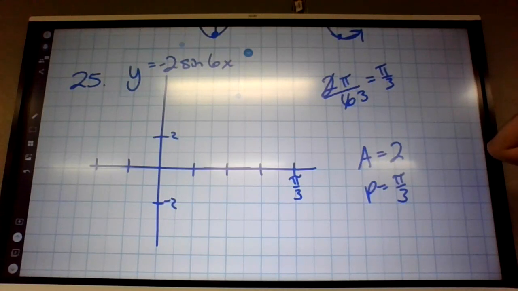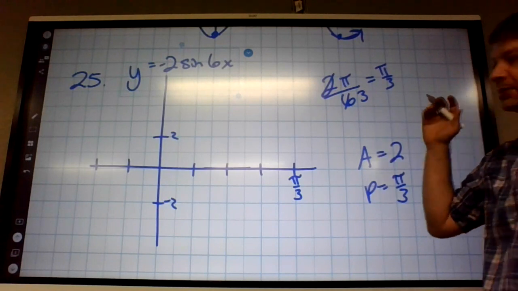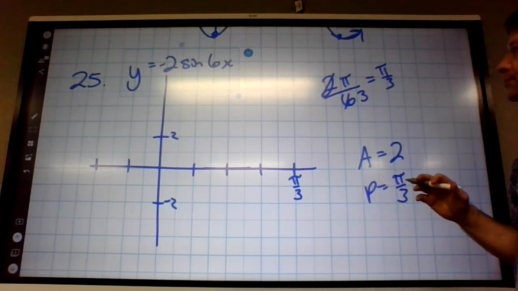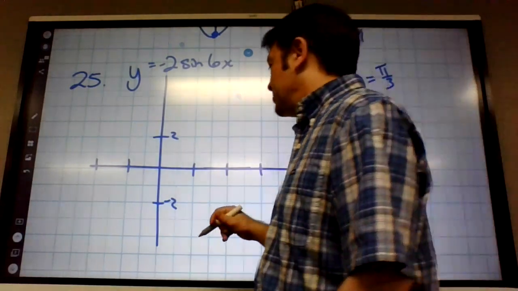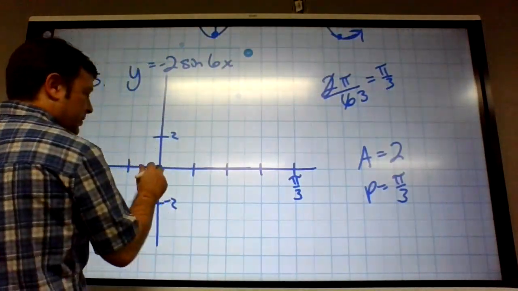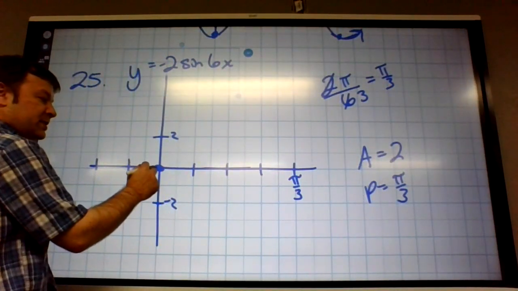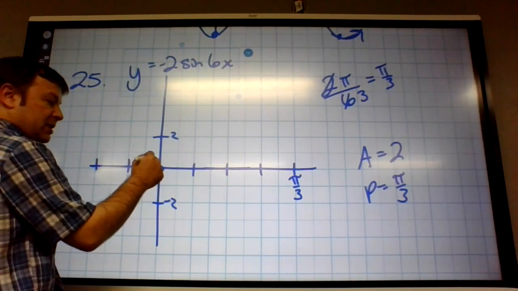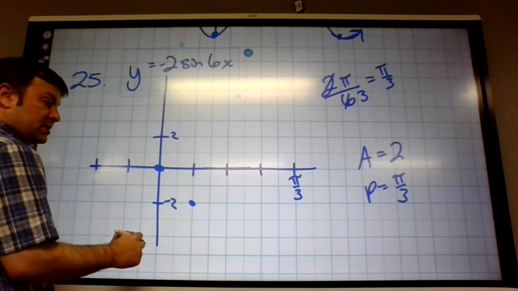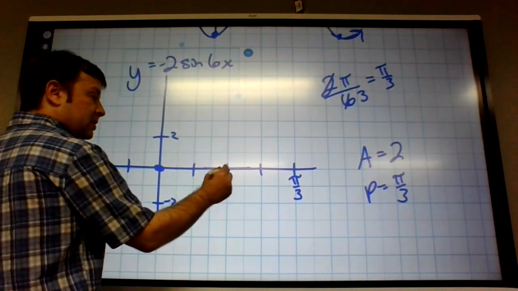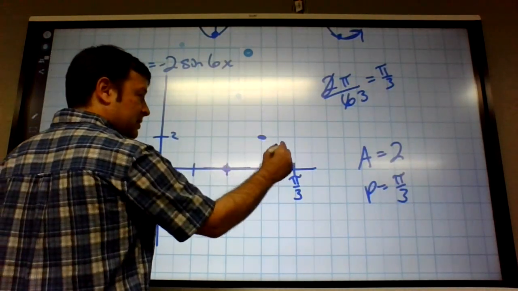This is a negative sine function. Wait, where do you get the 2 to, oh, never mind. Negative sine function. So sine normally starts at 0. Negative, the opposite of 0 is still 0. So it still starts at 0, but it's going down because it's negative. So it starts there. Then it has to go back up again.